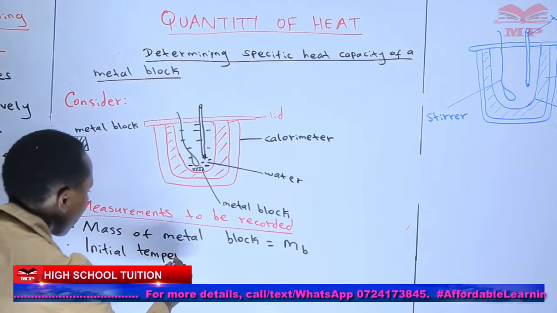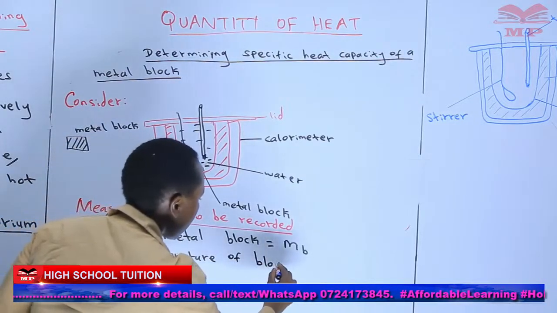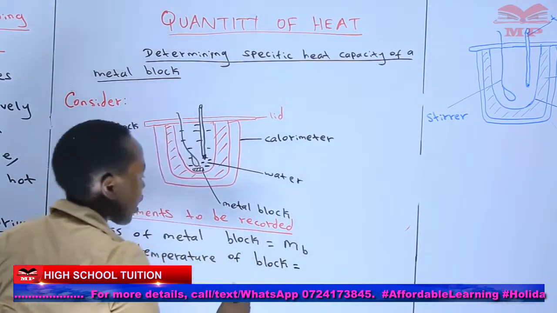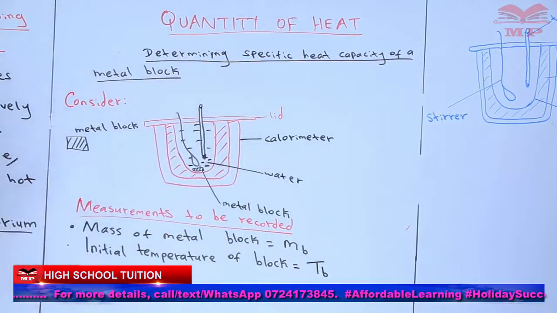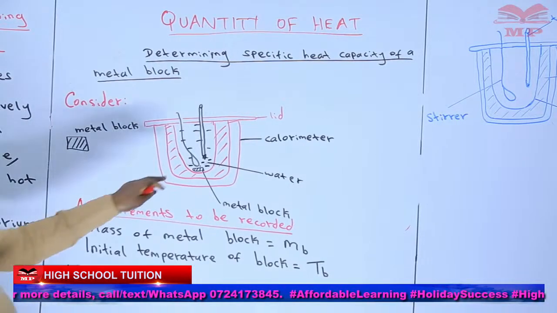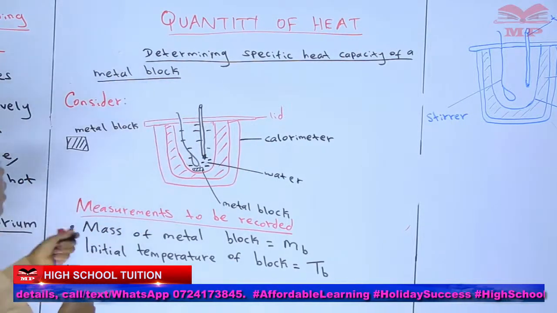The initial temperature of the block, that is the metal block. We can call it TMP, that is the initial temperature of the metal block. Then again, we need also to know the mass of the calorimeter with the stirrer. This is our stirrer.